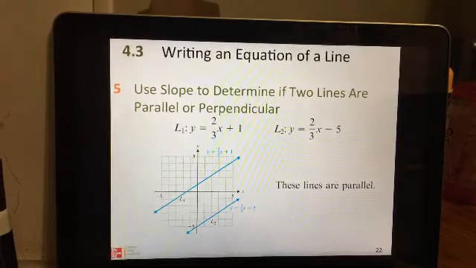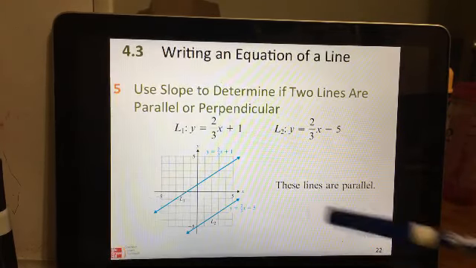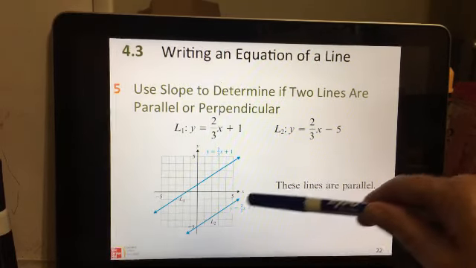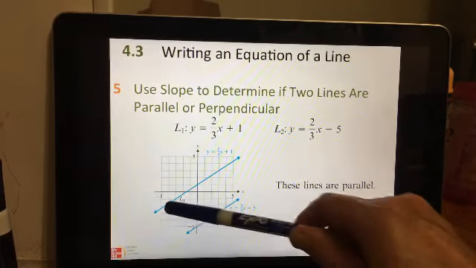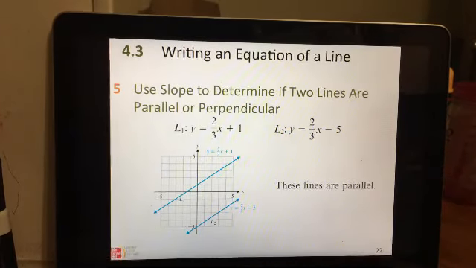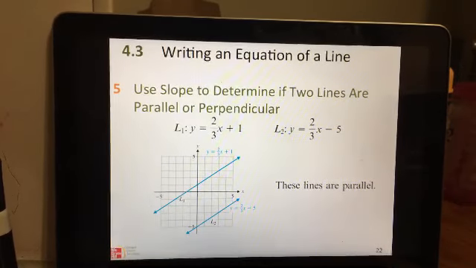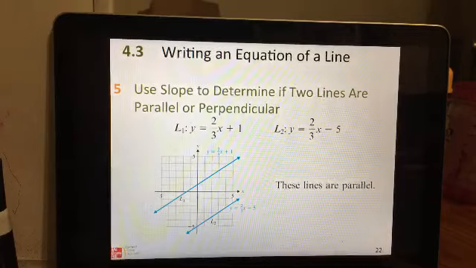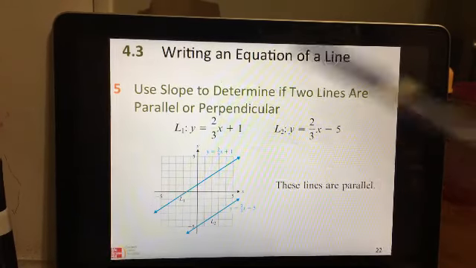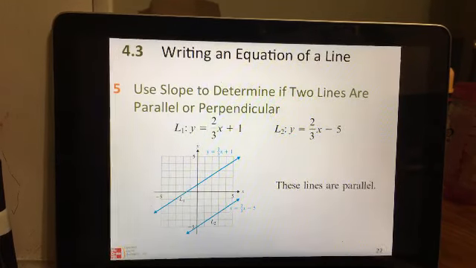Now we're talking about parallel lines and perpendicular lines. Parallel lines are like railroad tracks. They are the same distance apart all the way through, every place that you could measure. The distance between is going to be the same. If the railroad tracks weren't parallel, then the train would be in trouble because you'd have some places that were wider and some places that were narrower. It would not work very well. So think of railroad tracks when you think of parallel.